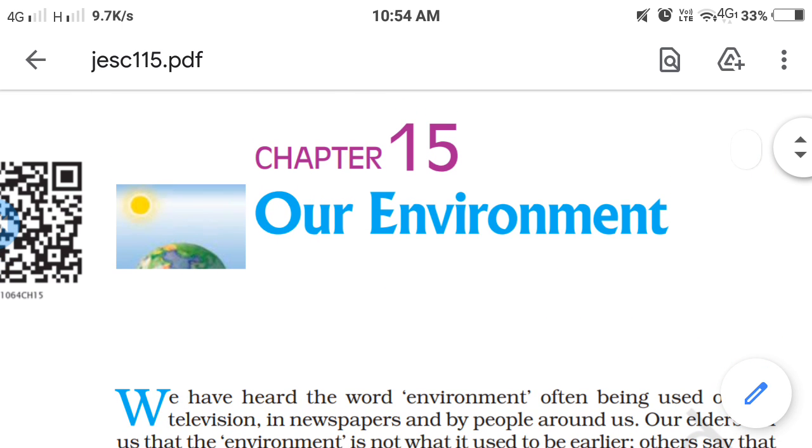In chapter number 15, Our Environment, we shall be studying how various factors in the environment interact with each other and how we impact the environment.